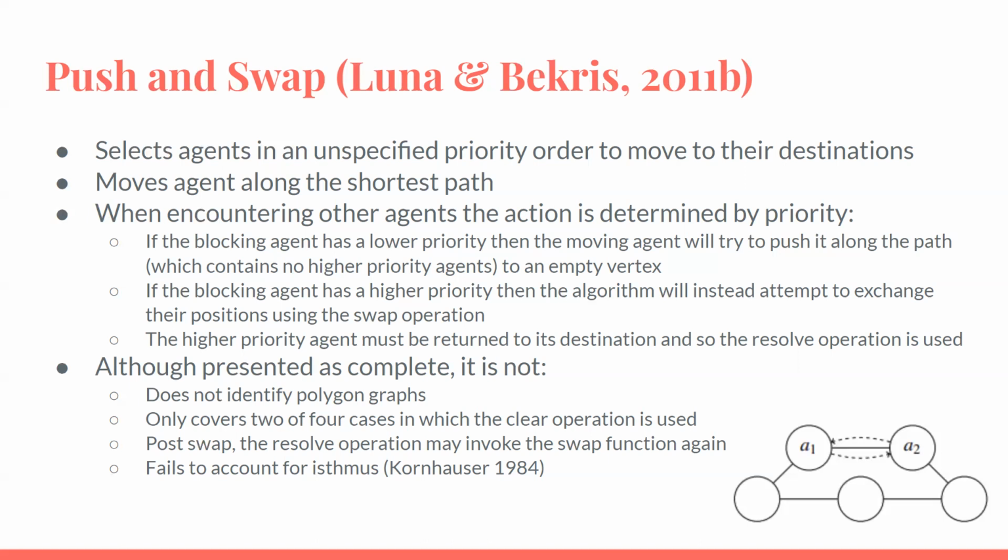Some shortcomings for this particular algorithm include the fact that it doesn't identify polygon graphs, graphs containing a single cycle. This is an example here of a polygon graph. The reason it's imperative that we know if it's a polygon graph or not is because the swap operation will fail if there isn't a vertex of degree 3 or higher. Polygons obviously only have vertices of degree 2.